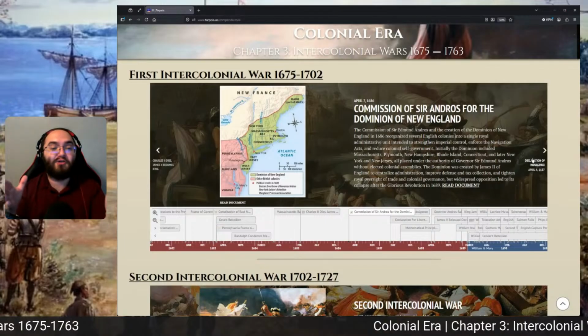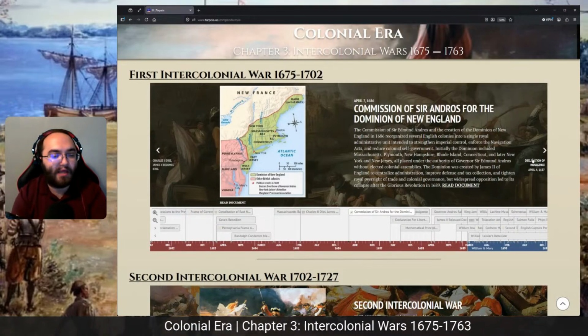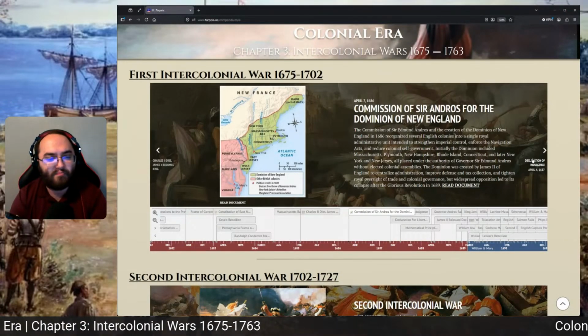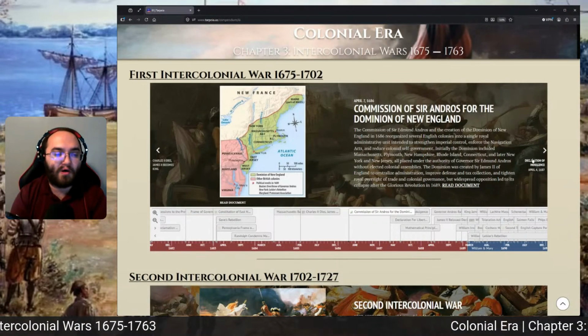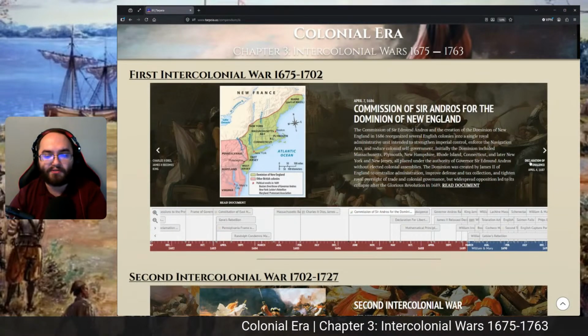So this is a major example of the monarchy and Parliament trying to force the colonies to be something that the colonists don't want to be, and that is the single colony under the Dominion of New England.